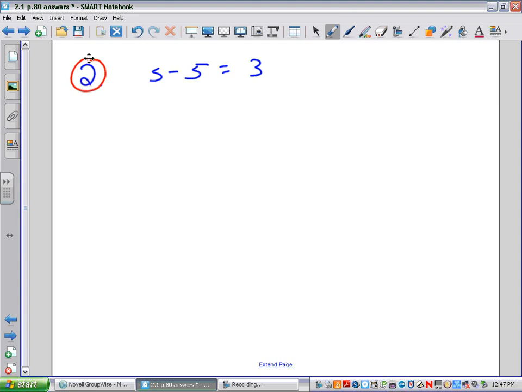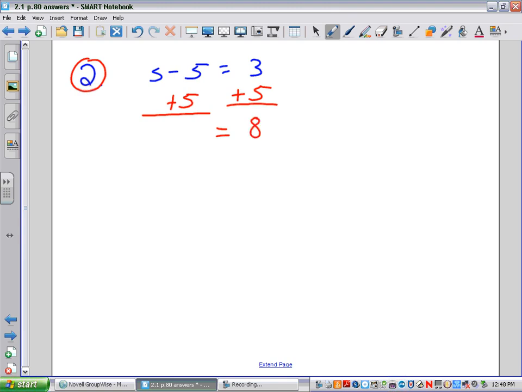What you want to do here, and you've seen this before, is you want to get rid of that minus 5. So you think opposite. How do I get rid of a minus 5? What's the opposite? I think I want to add 5. If I add 5 there, I must also add 5 to the other side. So now you think over here, let's put an equal sign there. 3 plus 5 is that 8.